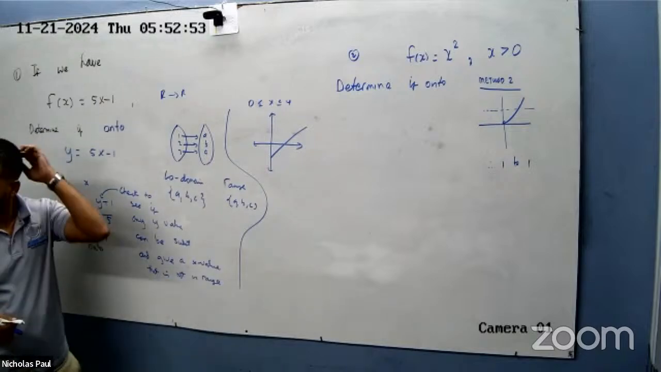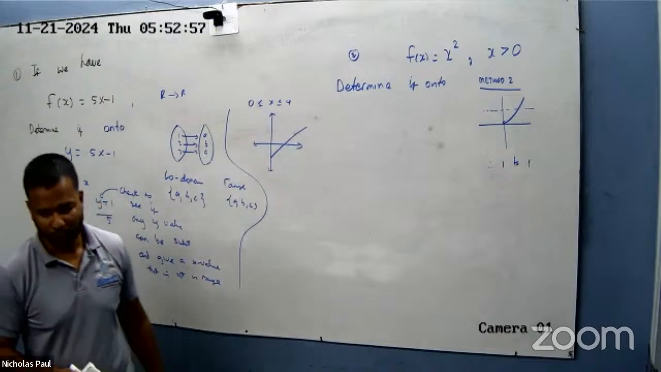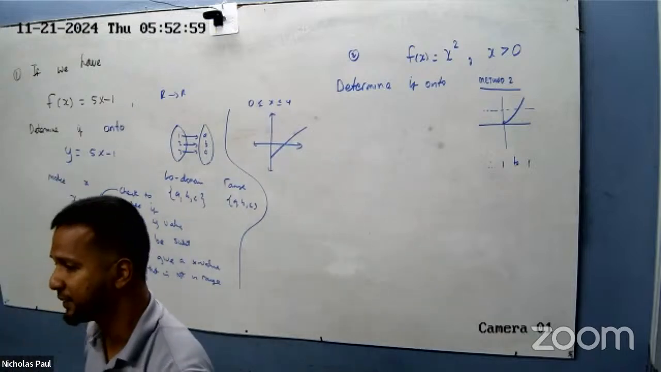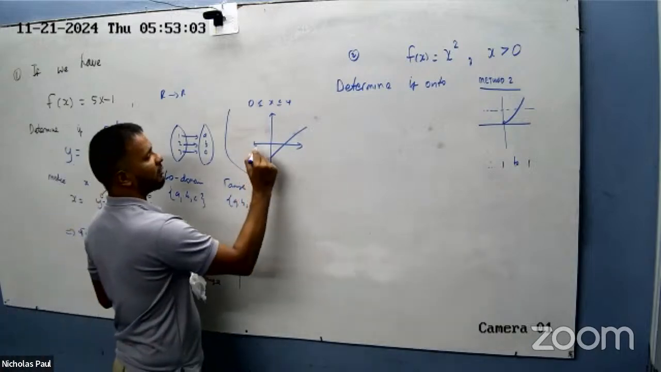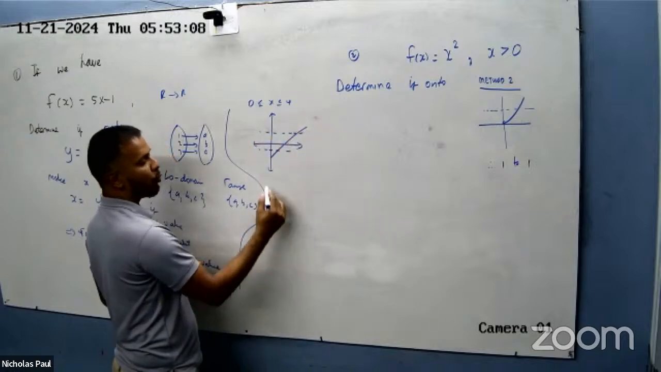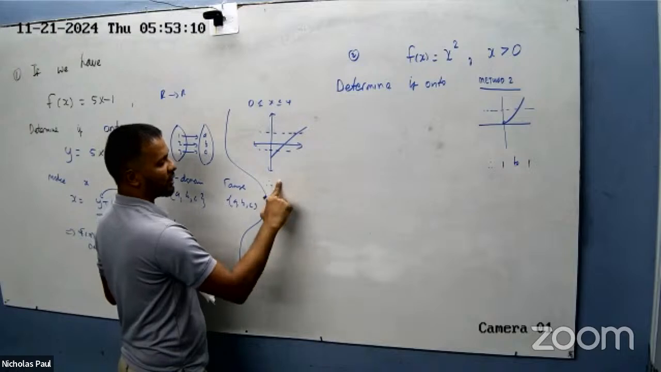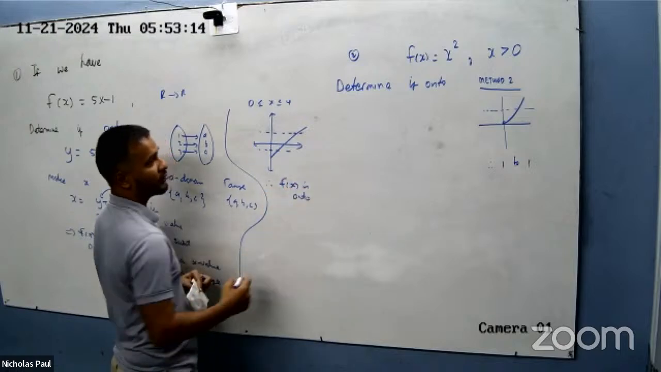Check your notes and see. I said to do a particular test. Do the horizontal line test again. So if I draw a horizontal line here, and I draw a horizontal line here, it only cuts in once. Therefore, the function f of x is onto.